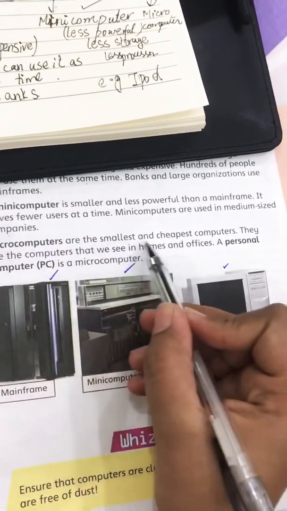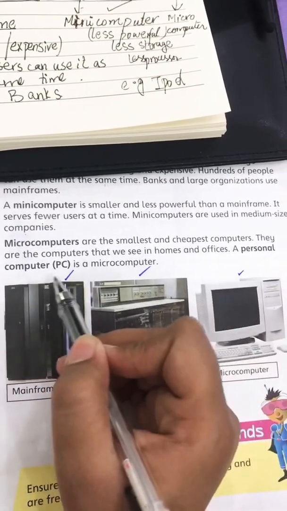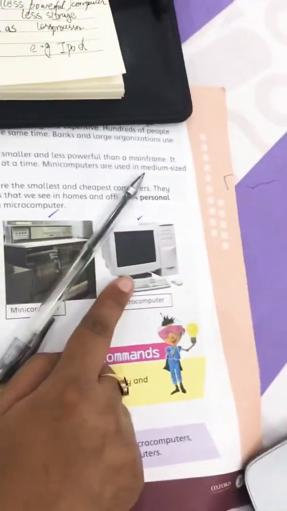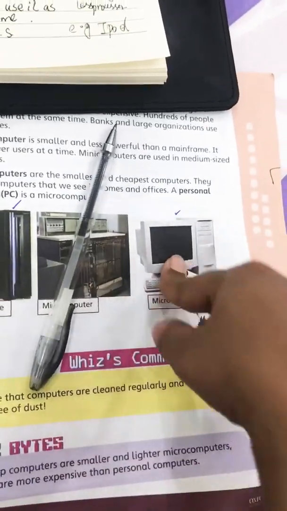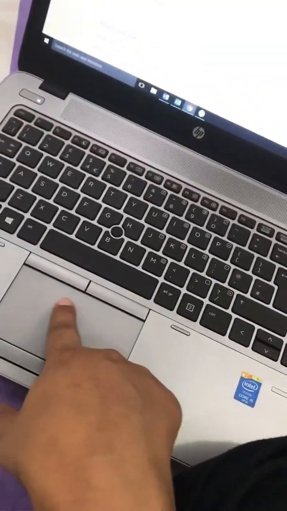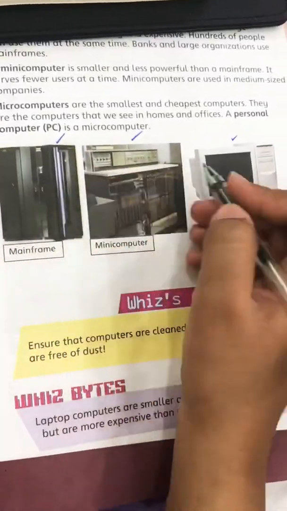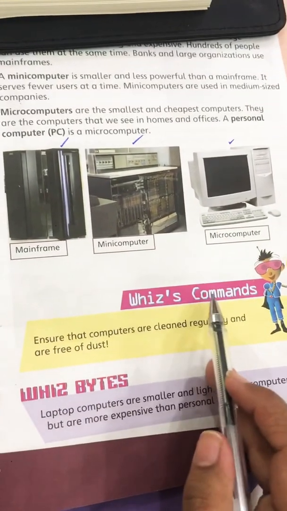So microcomputers are the smallest and cheapest computers. They are computers that we see in homes and offices. A personal computer is a microcomputer. You can see on page number 3 of your computer book, this desktop is an example of a microcomputer. Plus this is my laptop, and this is one of the major examples of a microcomputer. You can also check out the pictures of these types of computers in your book, including mainframe, mini computer, and microcomputer.